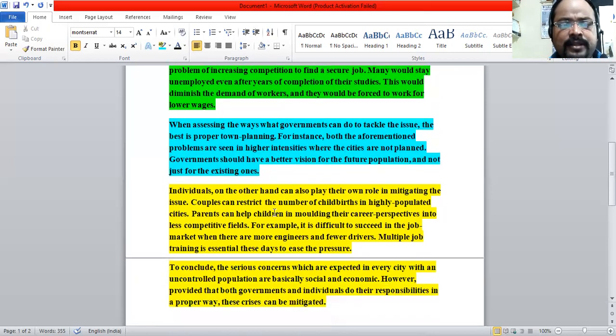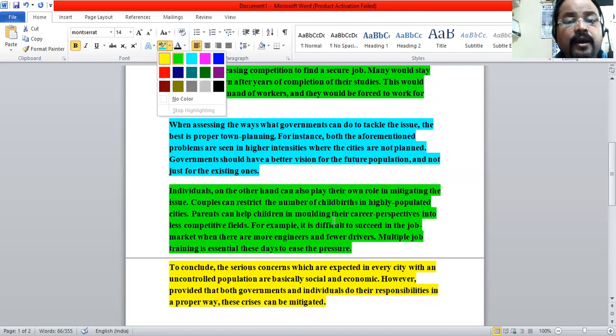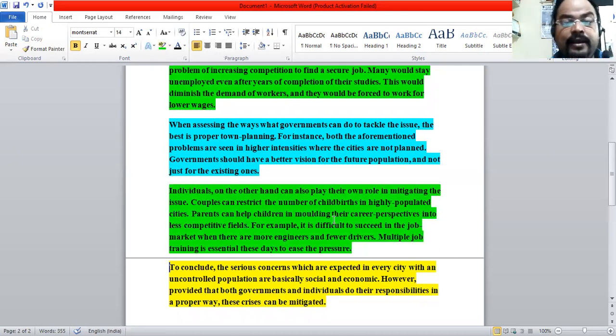So that was the first paragraph. The second paragraph, let's go with the second paragraph. Individuals, on the other hand, can also play their own role in mitigating the issue. What is the role of individuals? Couples can restrict the number of childbirths in highly populated cities. Parents can help children in molding their career perspectives into less competitive fields.